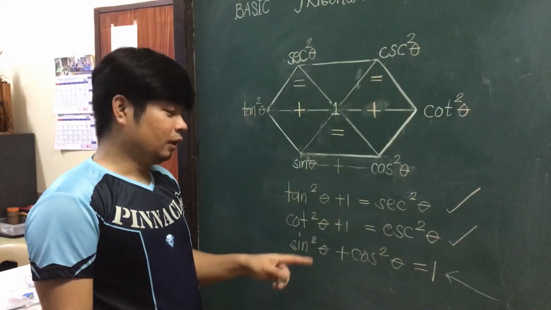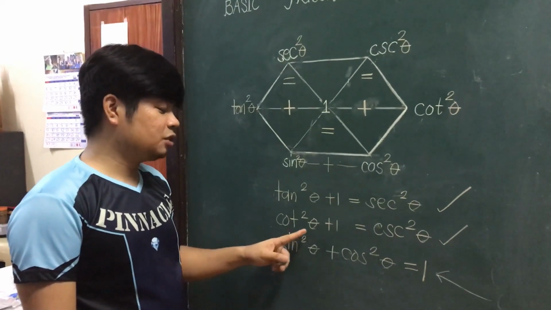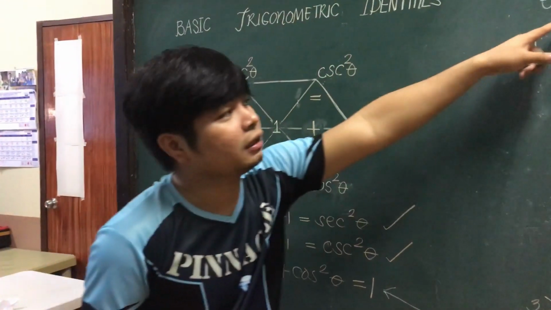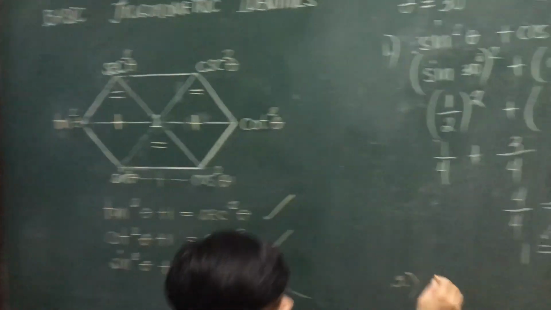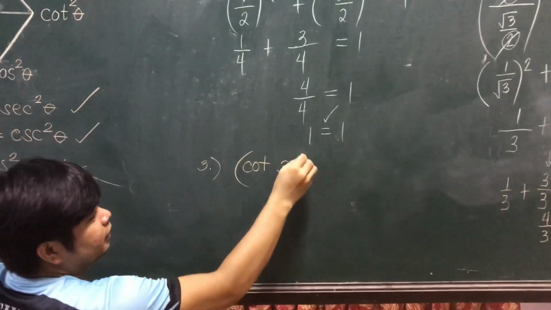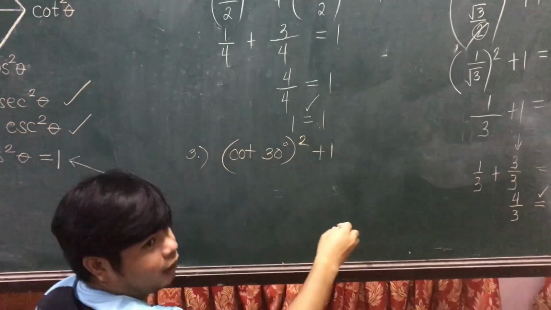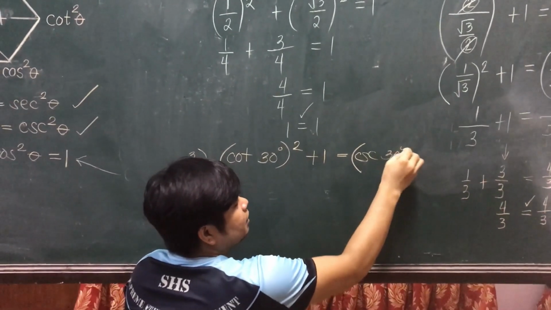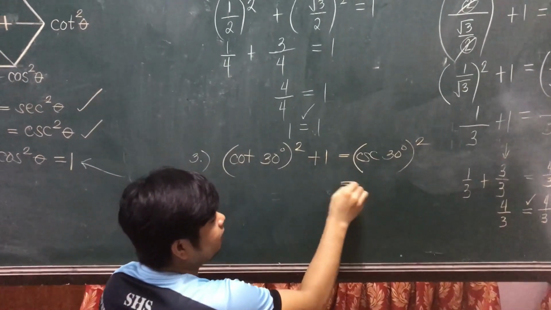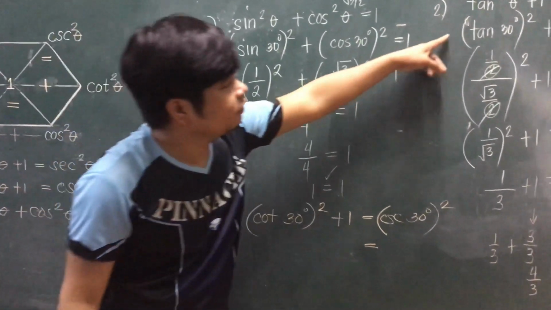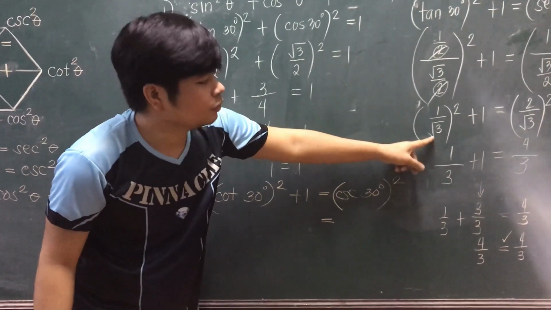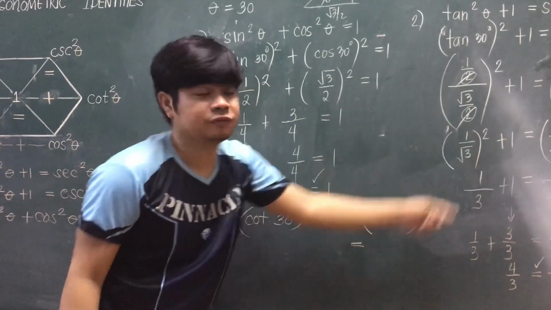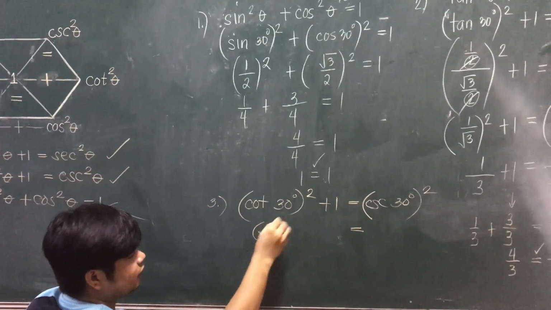They are the same. On this next identity, we have the square of cotangent theta plus 1 is equal to the square of cosecant theta. We also use theta equal to 30 degrees, so we have cotangent squared 30 degrees plus 1 is equal to cosecant squared 30 degrees. Tangent 30 degrees is 1 over square root of 3, so cotangent 30 degrees is the reciprocal of 1 over square root of 3. So we have square root of 3, squared.